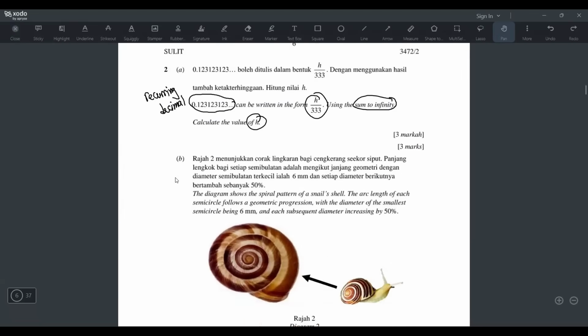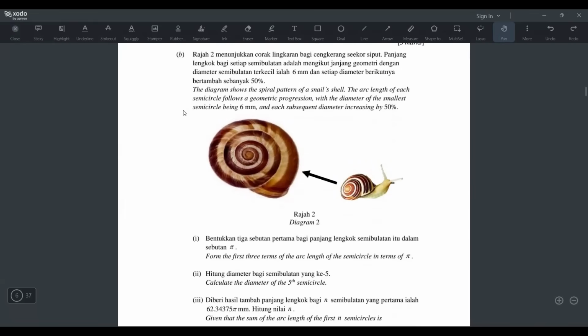Let's continue. Okay, now for B question. So B, they say what? The diagram shows the spiral pattern of a snail shell. The arc length of each semicircle follows a geometric progression, with the diameter of the smallest semicircle being 6 mm and each subsequent diameter increasing by 50%. Okay, there is a lot of information here. So we need to unpack all these things.